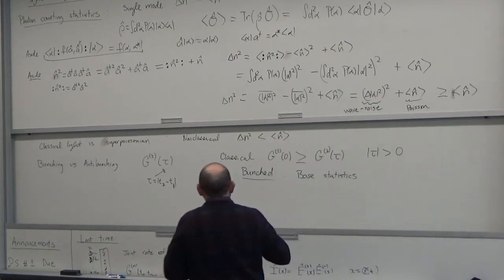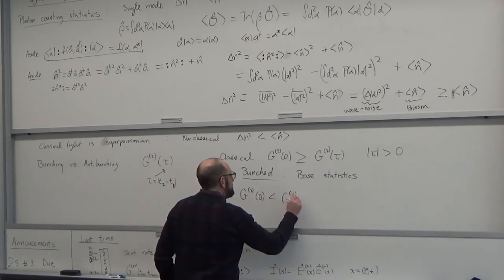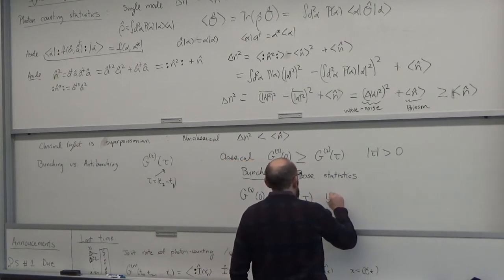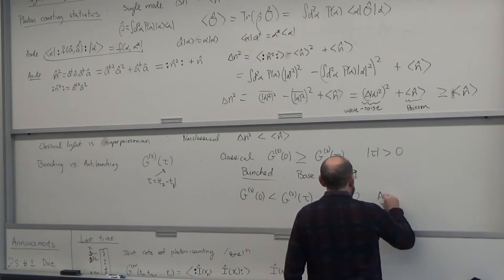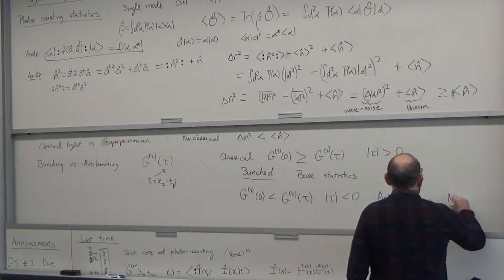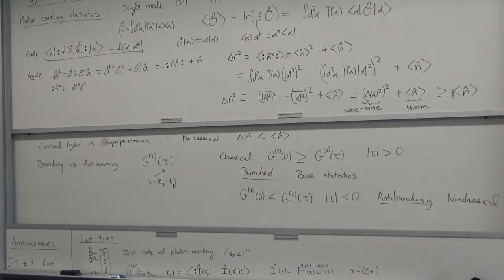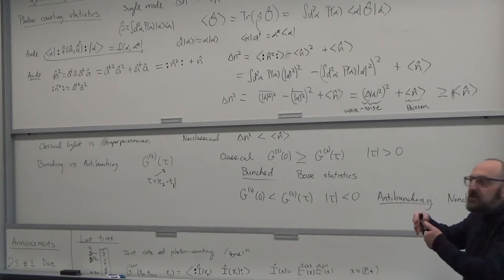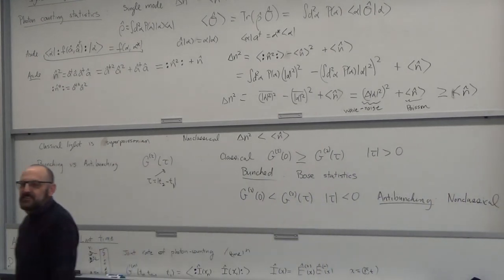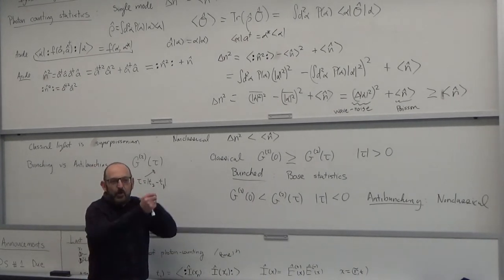If this is true, we say that we have anti-bunching. And that is non-classical. If they're equal, we're on the border. For a coherent state, as you know, there's no correlation. You will always see a random stream of photons with complete Poisson statistics. In that case, this would be flat, no matter what the separation of time is.